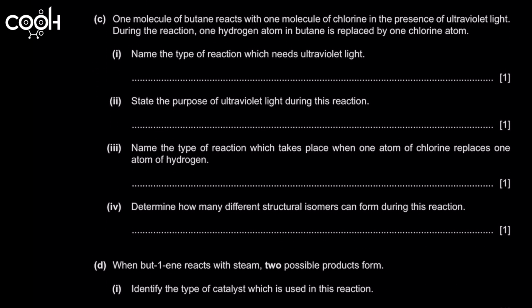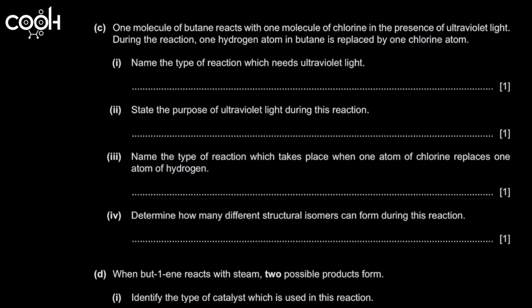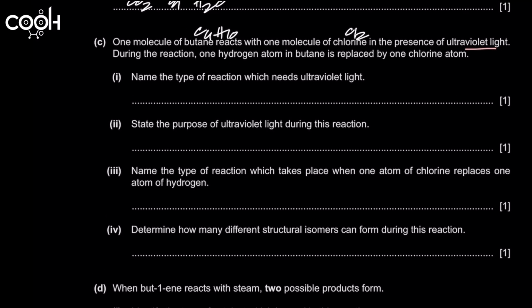One molecule of butane reacts with one molecule of chlorine. It's an alkane reacting with a halogen. This is most probably going to be a substitution reaction. So C4H10 reacts with Cl2 in the presence of UV light. During this reaction, one hydrogen atom is going to be replaced by one chlorine atom. Obviously, when these two react, the chlorine is going to replace this, and the hydrogen that has been replaced is going to bond with the Cl and make HCl.